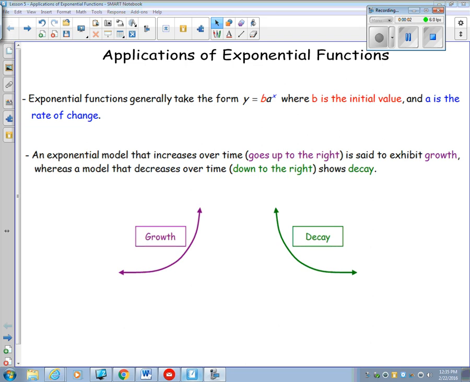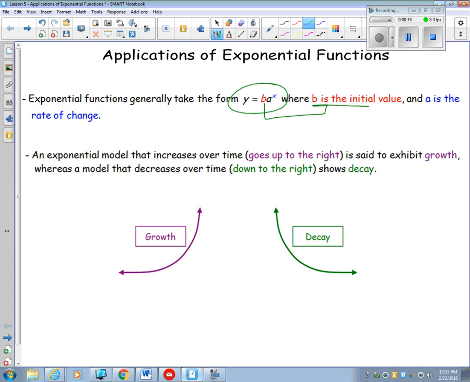In this last lesson, the exponential functions unit, we're going to look at some applications, how we can actually create models, use models, solve models in the real world. And for our purposes, exponential functions are going to take the form y equals b times a to the power of x. B is always our initial value, it's our starting point, and a is our rate of change, okay?